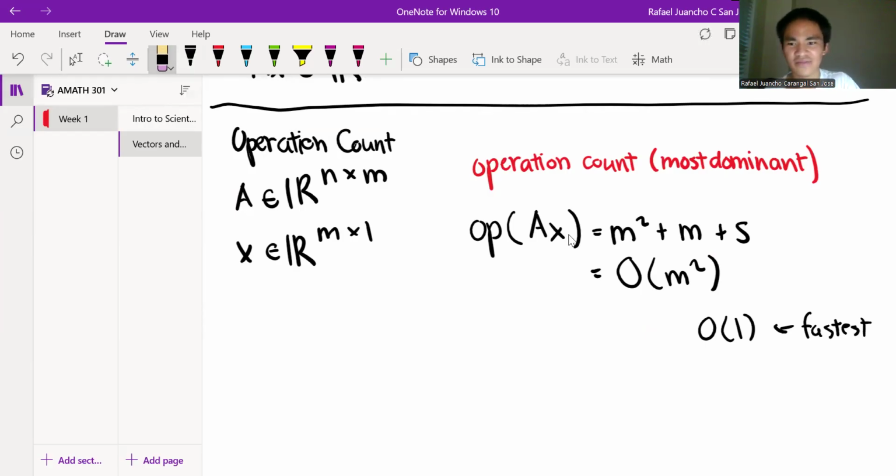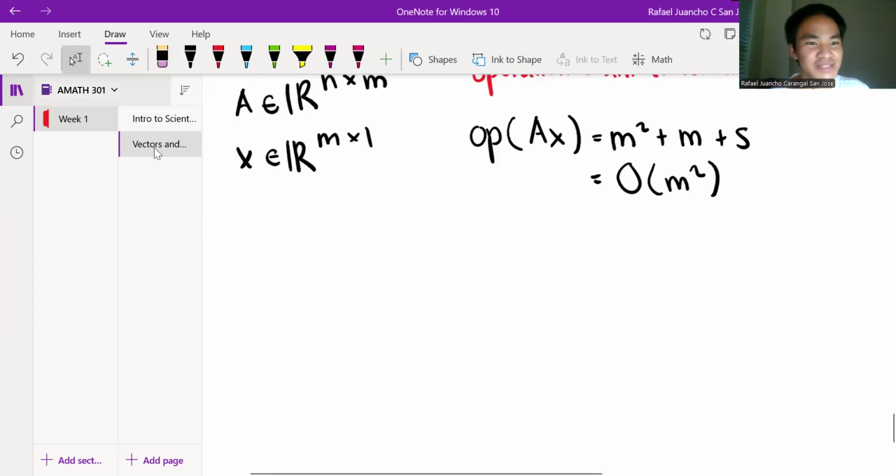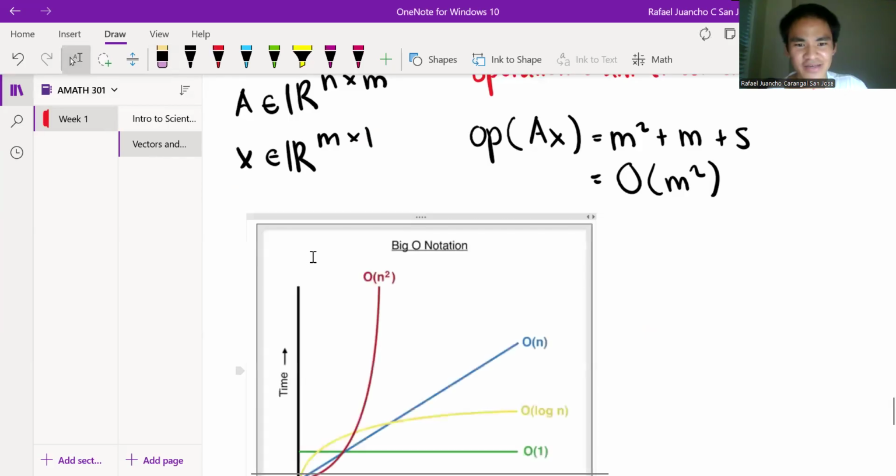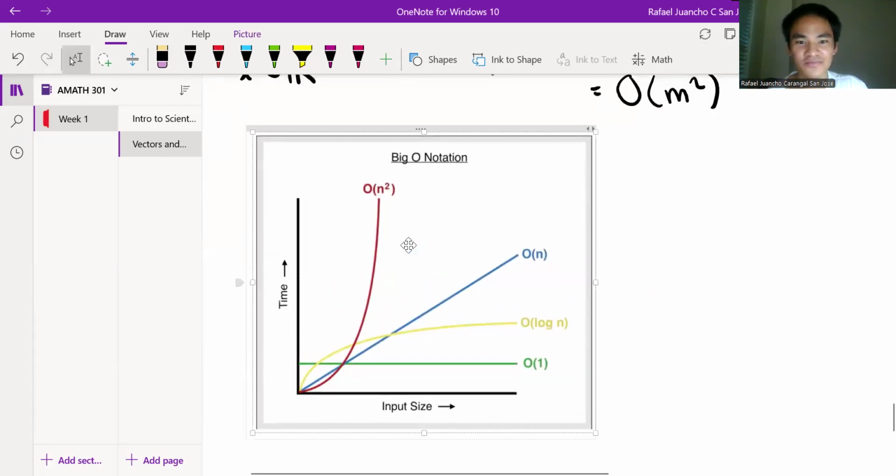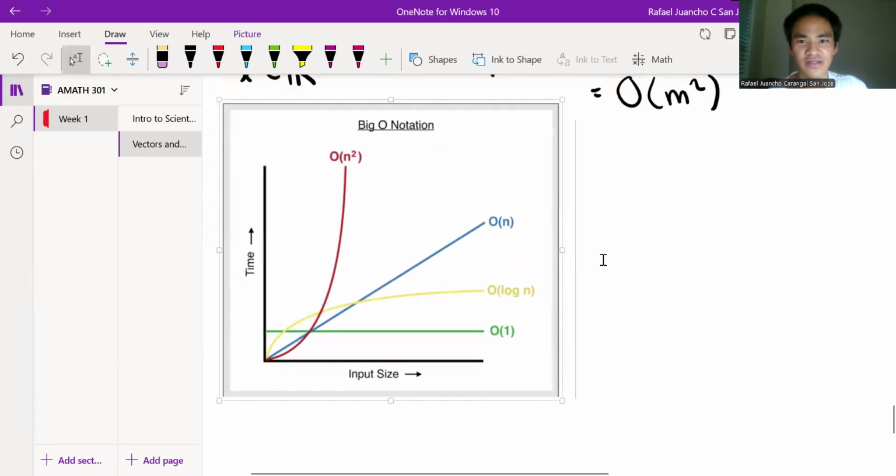There's actually a graph that tells us about big O notation. And basically constant time is the fastest. I'm going to put that here. It's also for my purposes because I keep forgetting. But this idea, right? So here is all that.